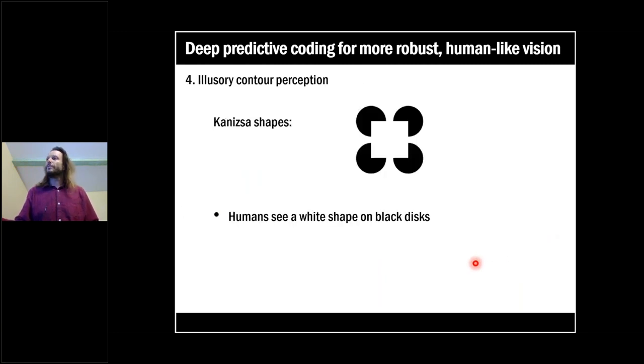Okay, and the final thing I wanted to discuss is that we wondered also if these models maybe behave more like humans, then they might be susceptible to perceptual illusions, just like humans. So, for example, this type of pattern here, humans typically would see a white shape on top of black disks, but if you ask current feed-forward vision models, they would just tell you that these are four Pac-Men. So what about our model?